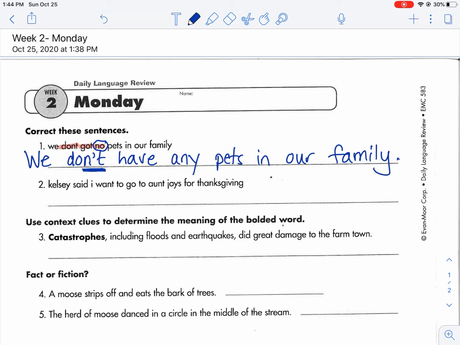With a period. Another way to fix it would be not to use a contraction and simply to say we do not have any pets in our family. But either way is fine.